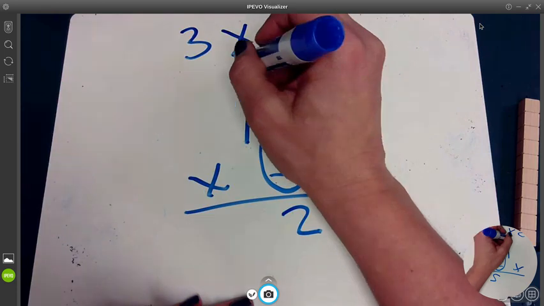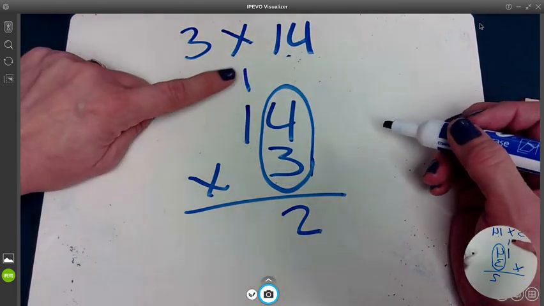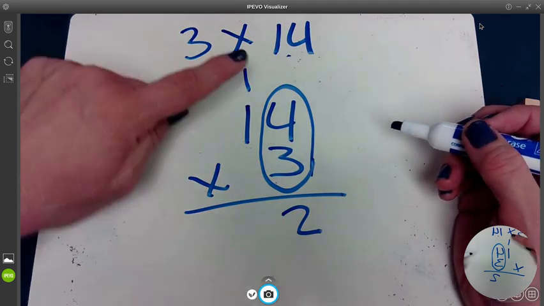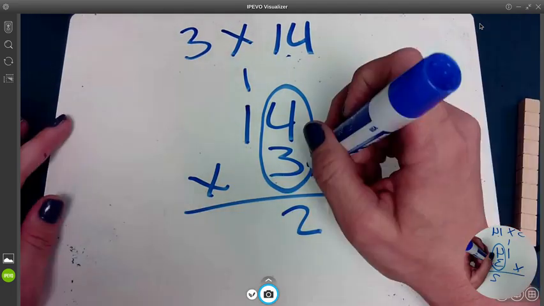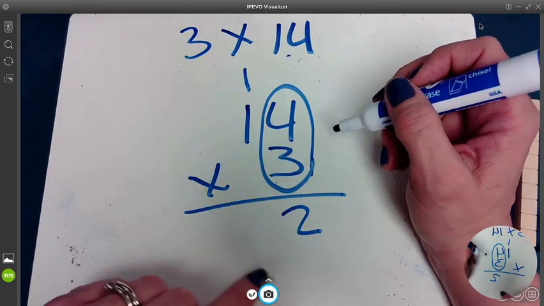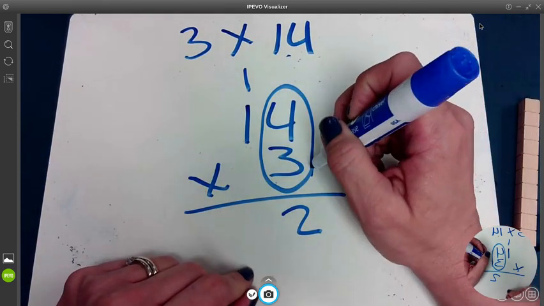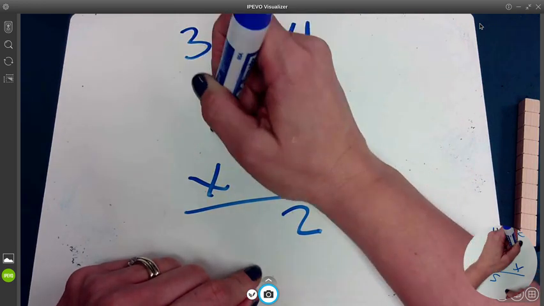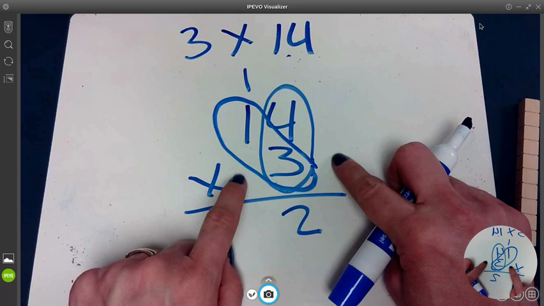They'll have to carry that 1, and they need to understand that you're adding this 1 after you multiply the 3 to the tens place. Now this is called lots of love because after we circle the ones place and multiply that, we're going to circle starting at this 3 up to the 1, and it makes a heart. 3 times 1 is 3, plus 1 more is 4, and you get 42.